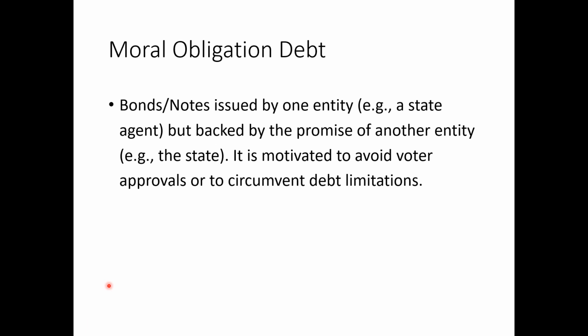Moral obligation debt. Bonds or notes issued by one entity, for example a state agency, but backed by the promise of another entity, like the state itself. This is known as moral obligation debt. Basically, it is motivated to avoid voter approval or to circumvent debt limitations.